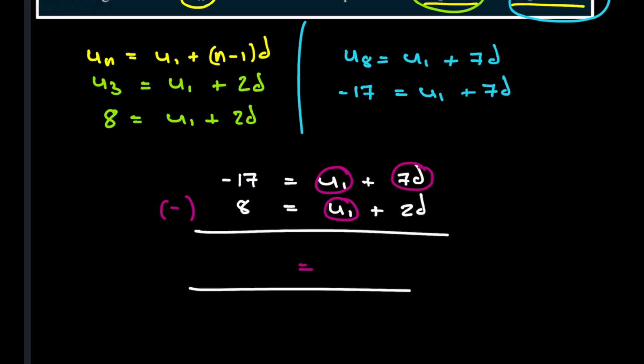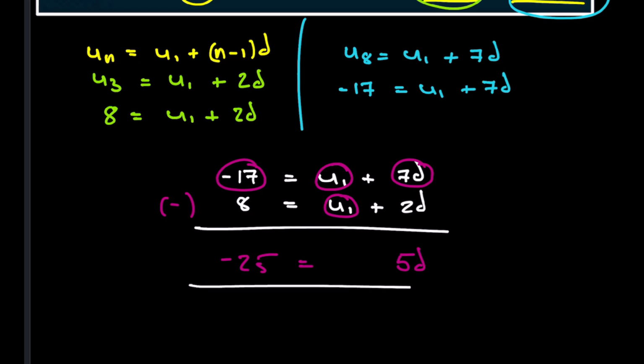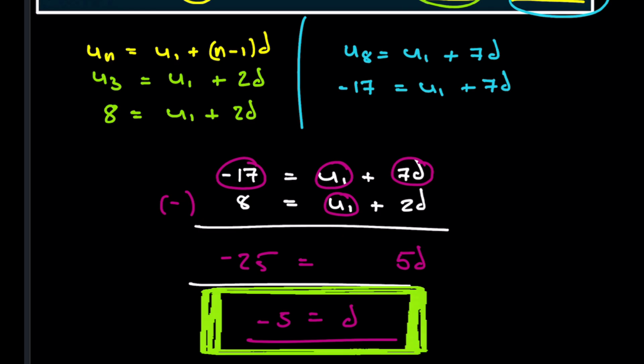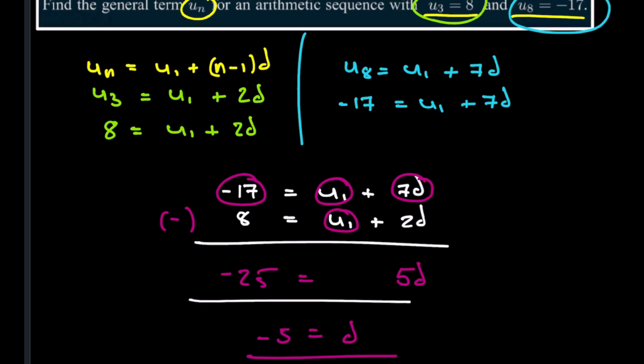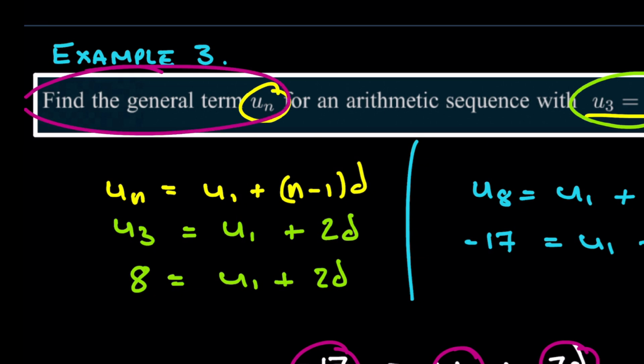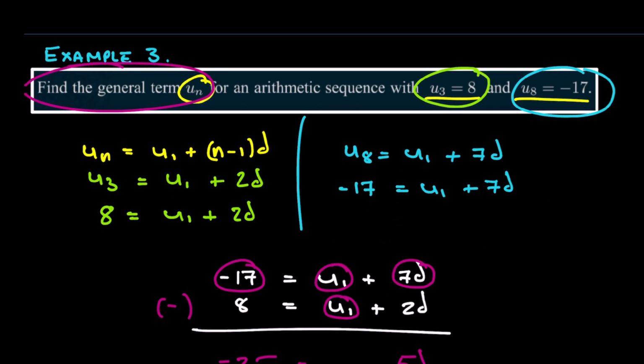So 7d minus 2d will be 5d, and negative 17 minus 8 would be minus 25. And if I divide both sides by 5, I get d is minus 5. So I'm saying that the common difference between all of the terms is negative 5, right? Okay, so the question's asking us to find the general term un. So we've still got a little bit more work to do here.